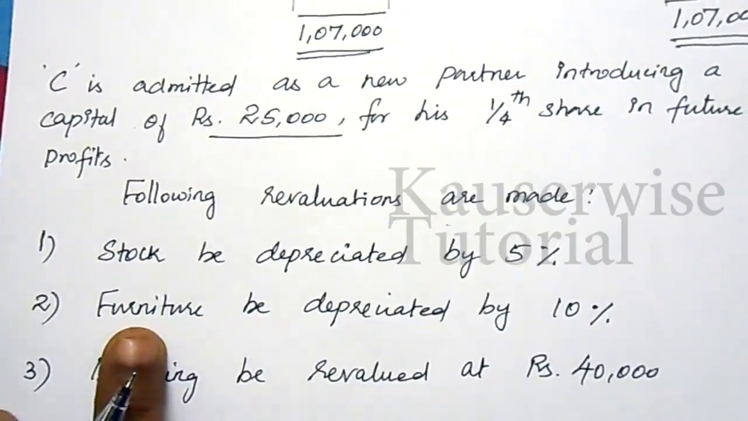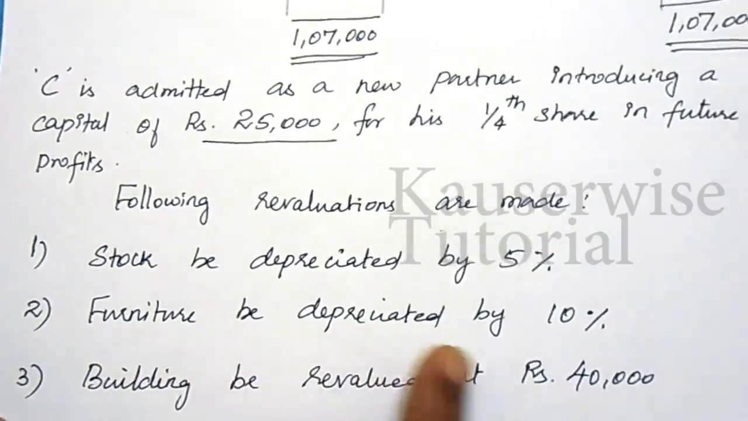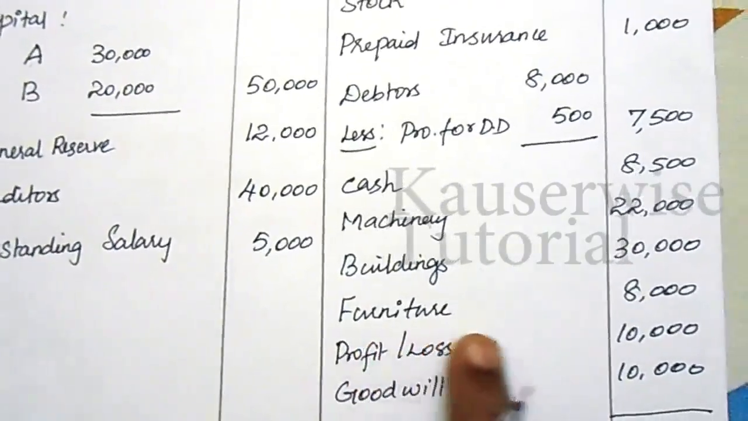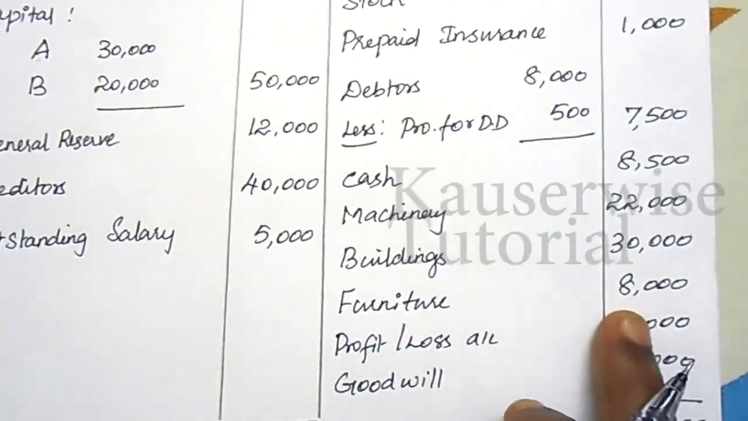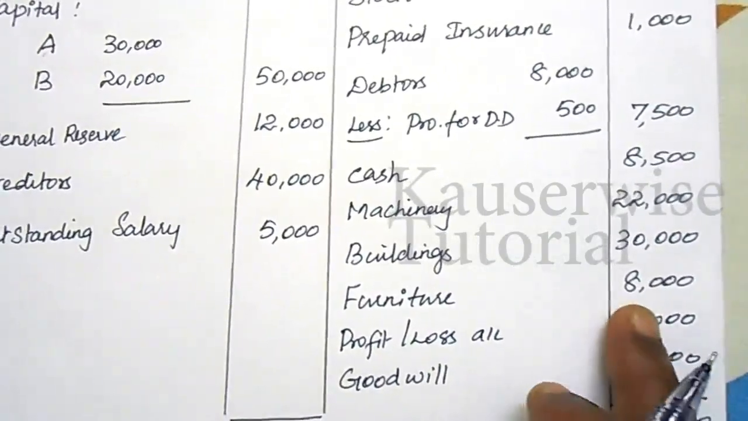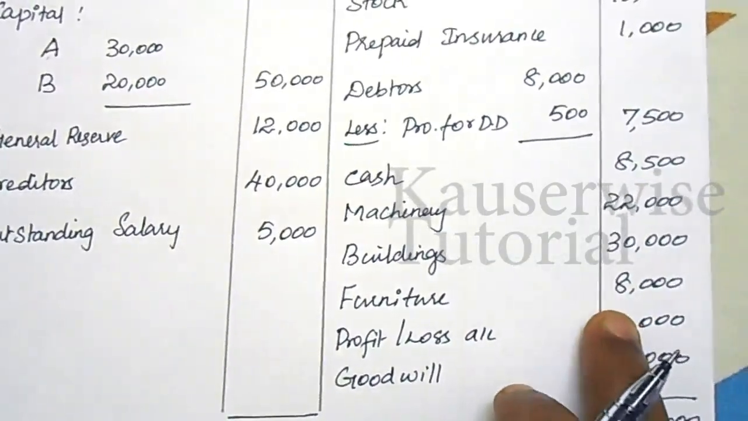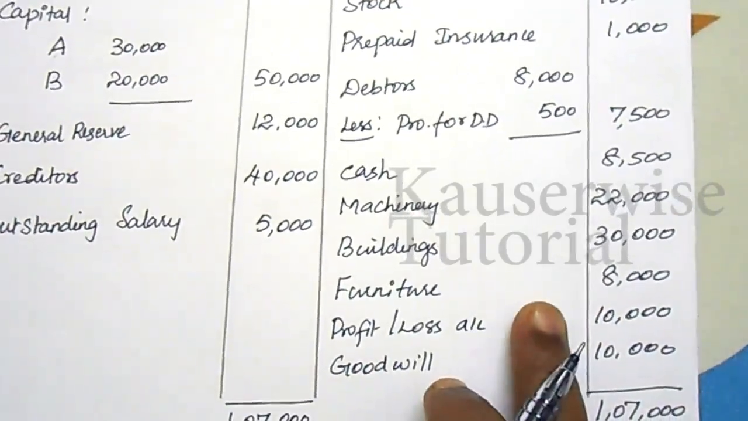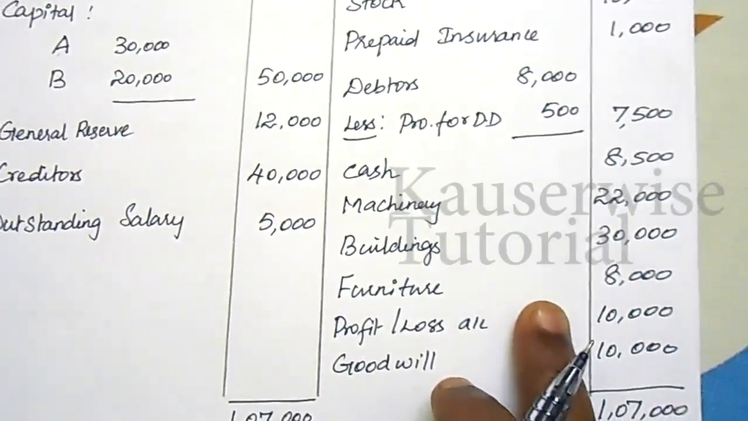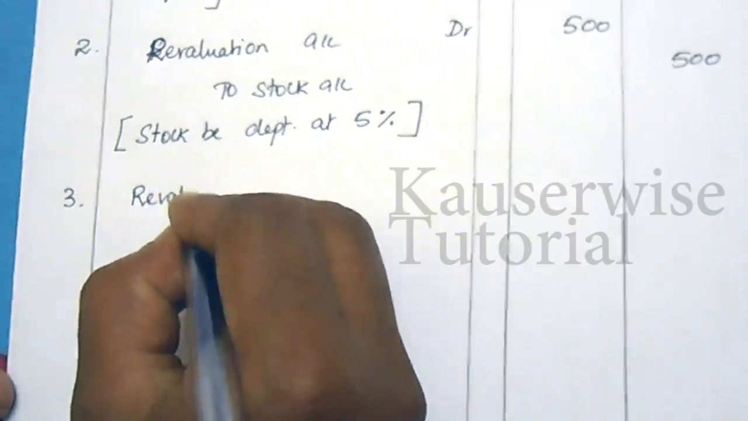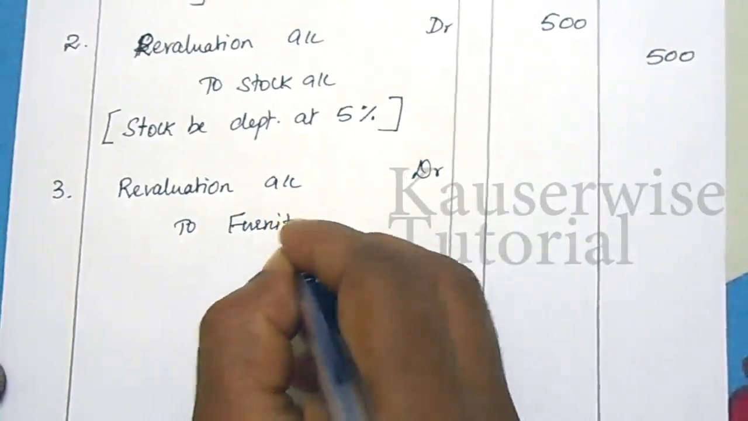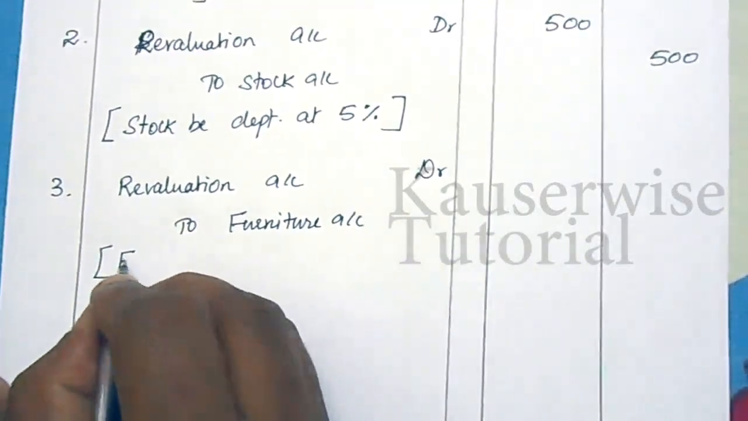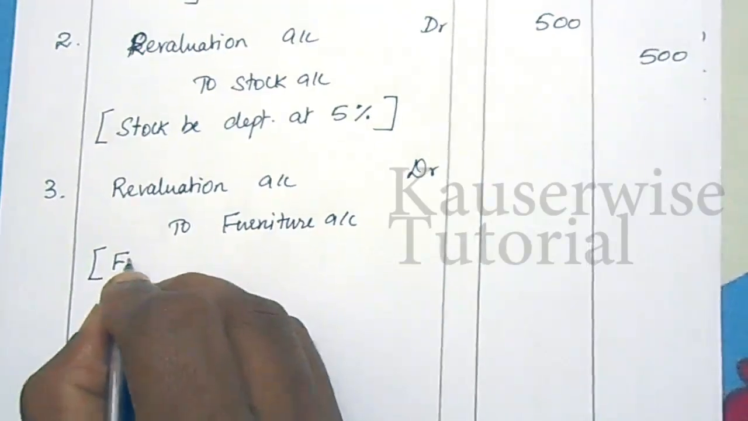Look at the next adjustment. Furniture to be depreciated by 10%. Look at the balance sheet. Furniture value is 8,000. Now the furniture is depreciated by 10%, so 10% on 8,000 is 800. Entry for the transaction is revaluation account debit to furniture account. Narration: Furniture depreciated at 10%.